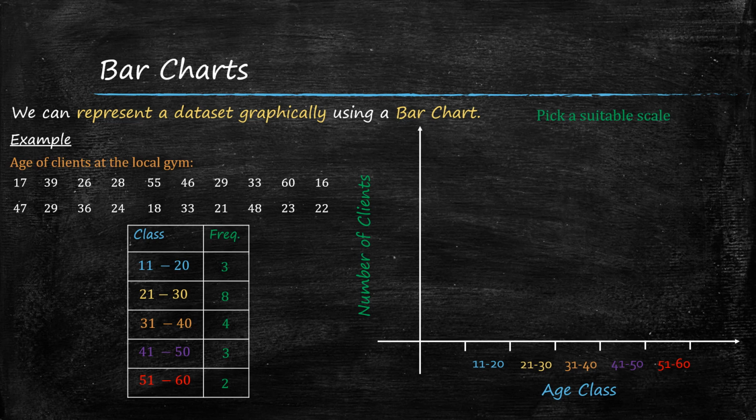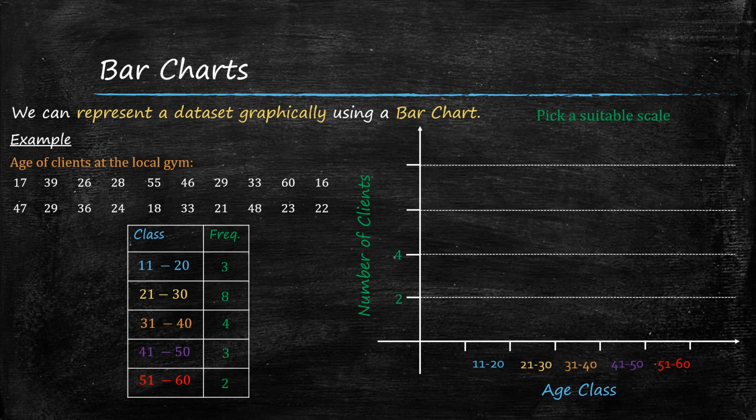So for the Y-axis, we need to pick a suitable scale. Now looking at our frequency counts, we can see the lowest value is 2 and the highest value is 8. So a suitable scale for us would be 2, 4, 6 and 8. Now that we have the X-axis and the Y-axis, we can draw on our bars. So let's take the age class 11 to 20, and we want to draw on a bar that goes up to a frequency count of 3, or a number of clients of 3, and let's draw that in light blue as shown.